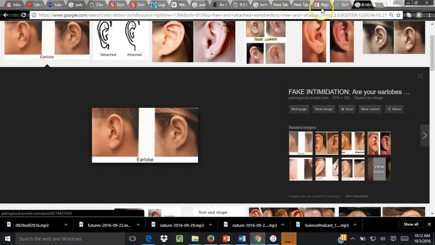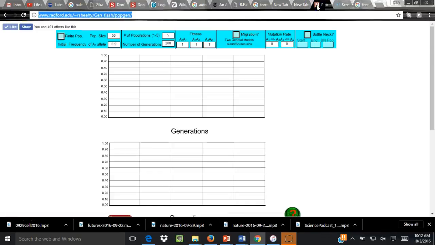Where did my simulation go? There it is. Okay, if I clicked on that link that I had in the PowerPoint, and if you click on it, you can come here. Ooh, look, I liked it on Facebook.